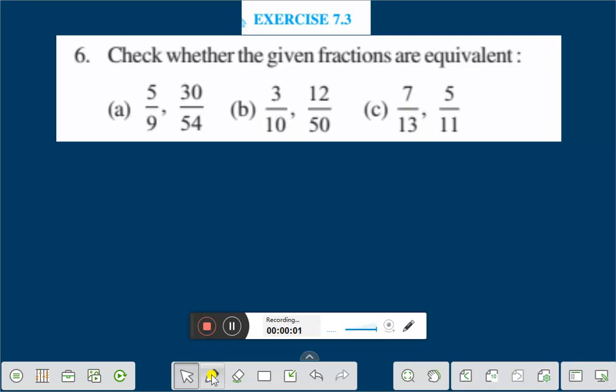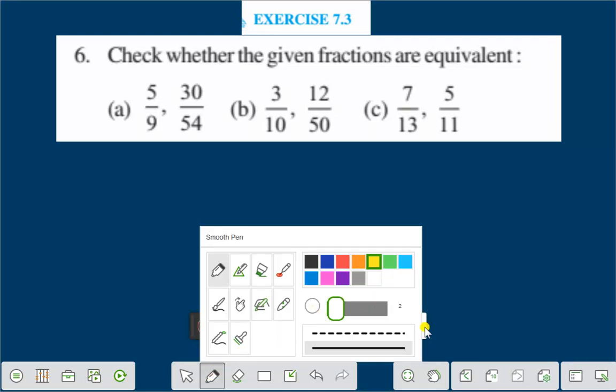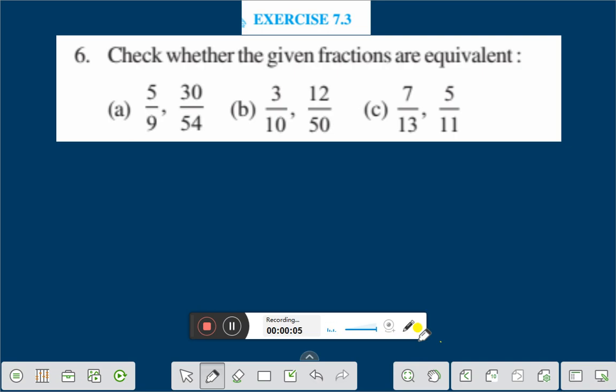Hello everyone. Today we shall discuss exercise 7.3, question number 6. Check whether the given fractions are equivalent. Question number A: you have to check whether 5 by 9 is equivalent to 30 by 54 or not. One number is 5 by 9. Another number is 30 by 54.